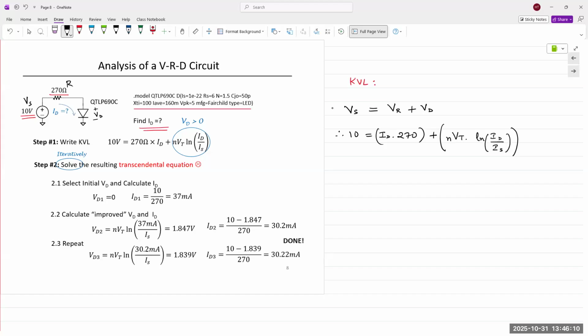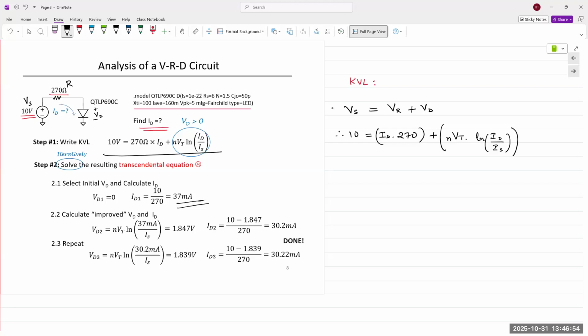Okay, so here we have that equation. It's the same equation. We choose an initial value for VD and we calculate ID. The most basic place to start is an ideal diode, where there's no voltage drop across the diode. We start with 0, just to show you the lowest possible starting point: diode voltage as 0. So we do that and we obtain 37 milliamps.